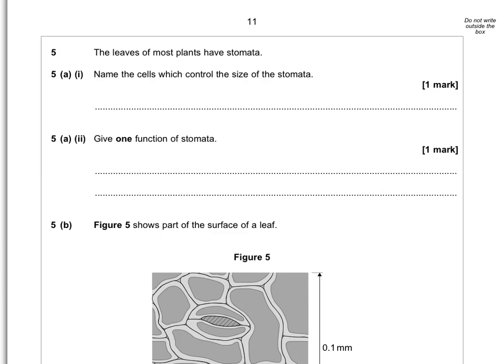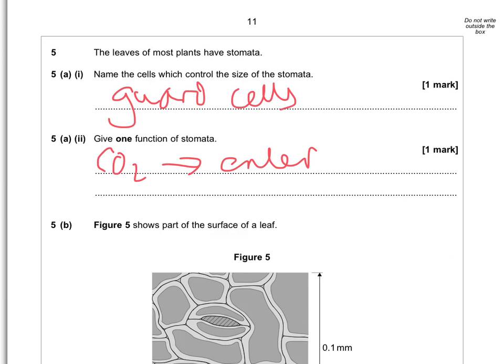The leaves of most plants have stomata. Name the cells which control the size of stomata. Well, the ones that are around the side of the stoma are called guard cells. Guard cells. Give one function of stomata. Well, to allow carbon dioxide to enter the leaf is the best answer, I would say. To allow carbon dioxide to enter the leaf. You could also put to allow oxygen to leave.